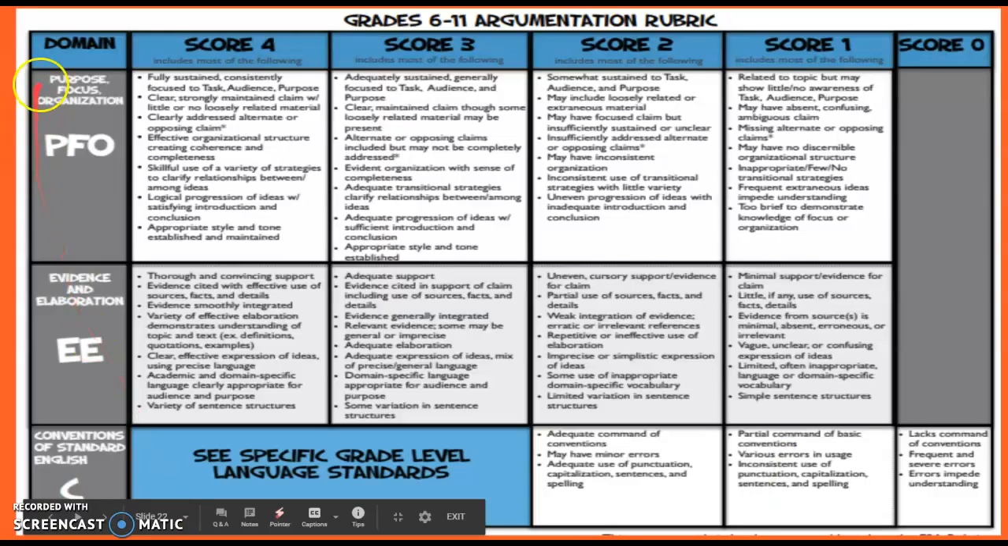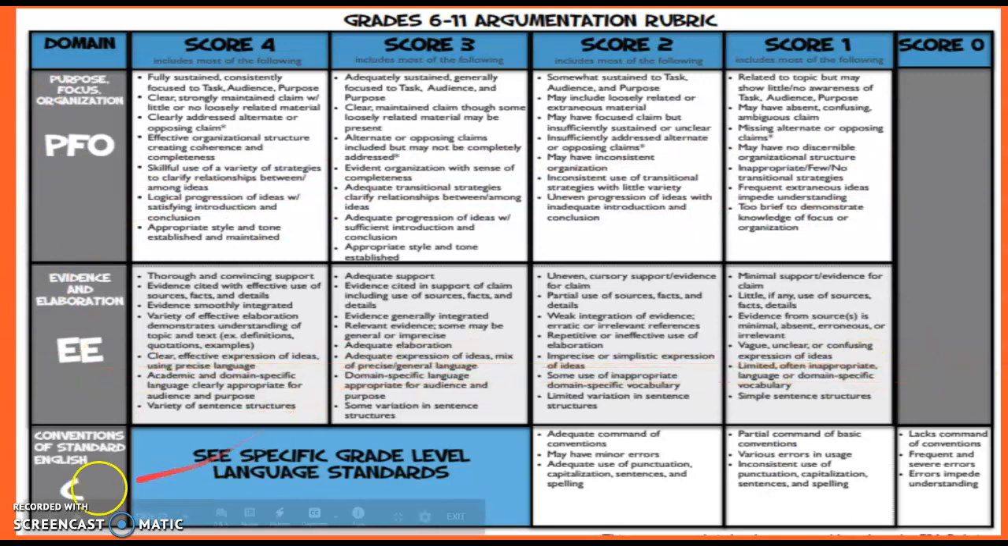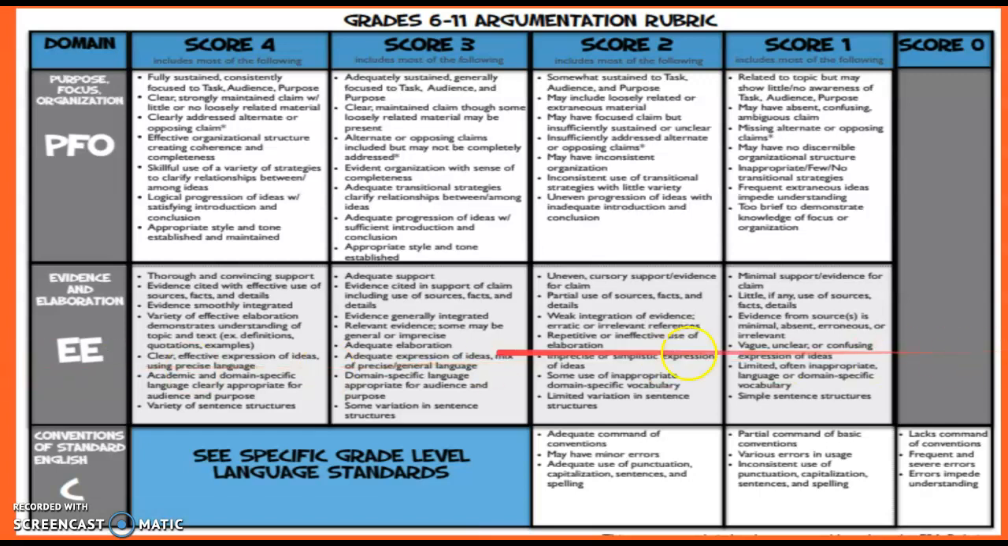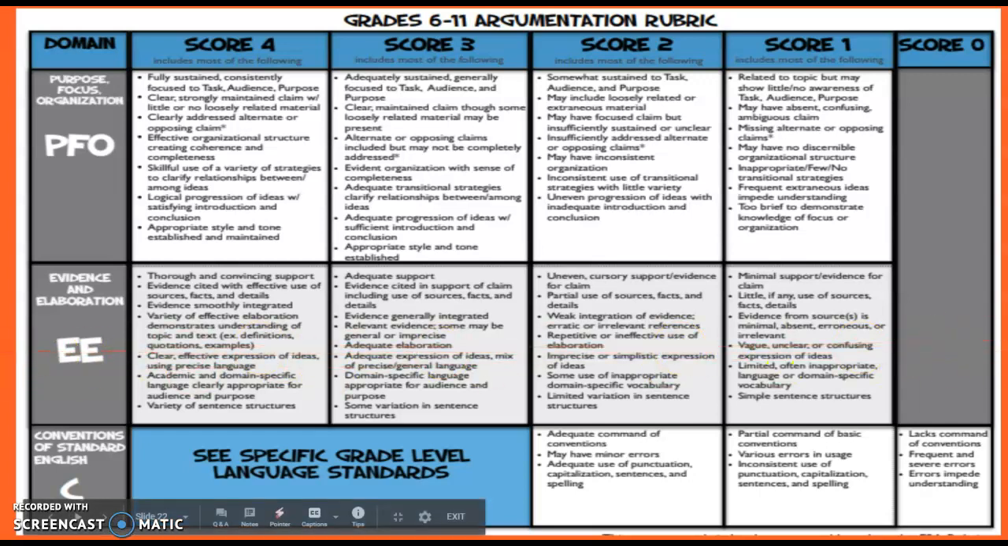First thing I want you to notice is there's the three categories. These three categories are what the FSA graders and Mr. Stitt are looking for when we're looking at your essay. The first category is purpose, focus, and organization. The second category is evidence and elaboration. The last category is conventions of standard English.